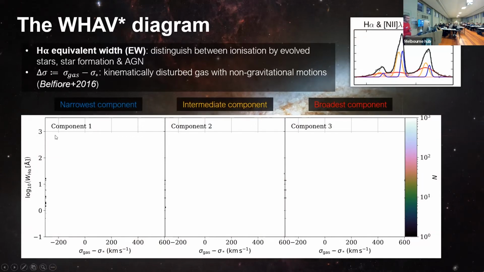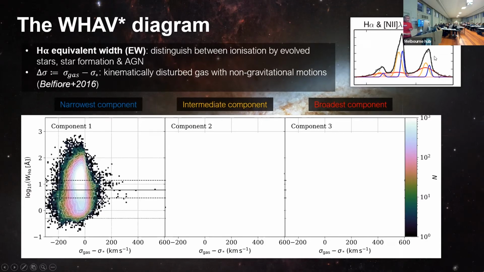And in each of these panels here, I'm going to show distributions from all the spaxels in SAMI, the narrowest component. So if we look at the spectrum up here, that will correspond to the blue bit, and then the intermediate, which is the yellow, and then the broad component separately. So just looking at the narrow component, we can immediately see that almost all of these components cluster into quite a small region in this diagram. The peak in this distribution is about -40 or so kilometers per second, and these mainly have intermediate to high equivalent widths. And keeping in mind that this is a log scale on the color axis, there are actually very, very, very few components that lie in this kinematically disturbed region of the diagram.